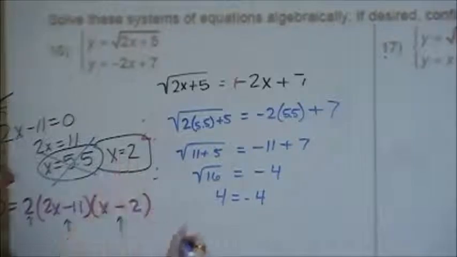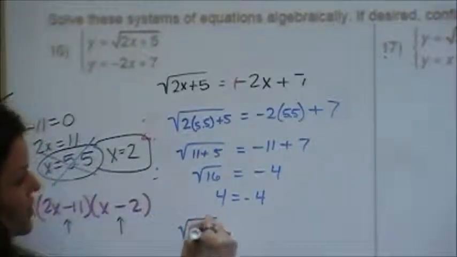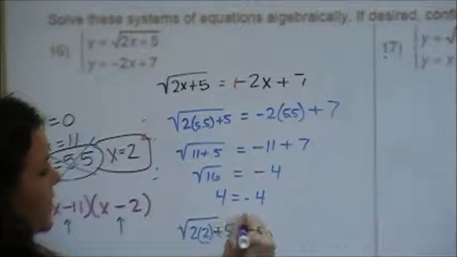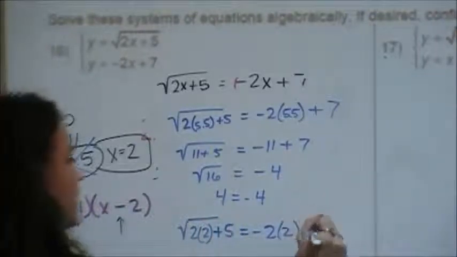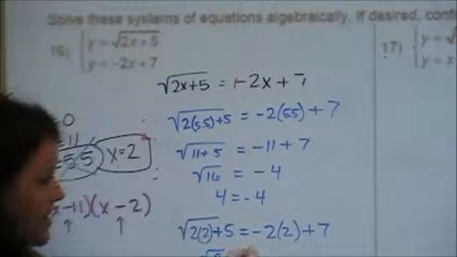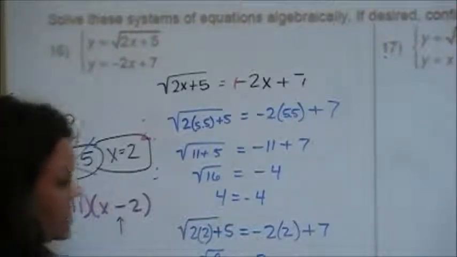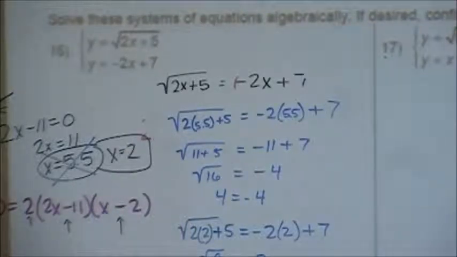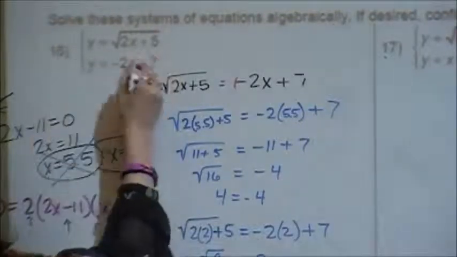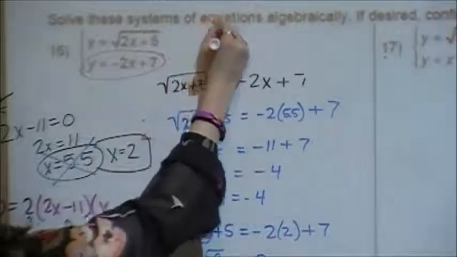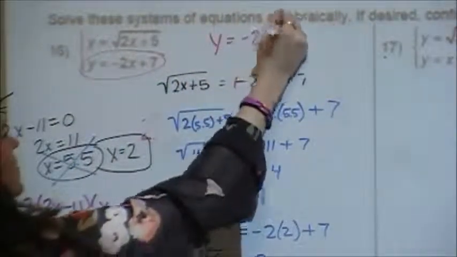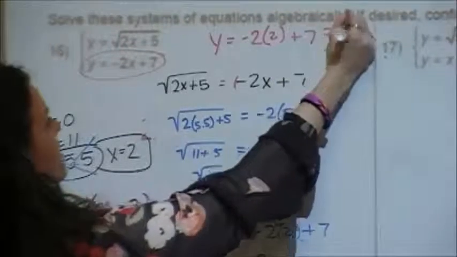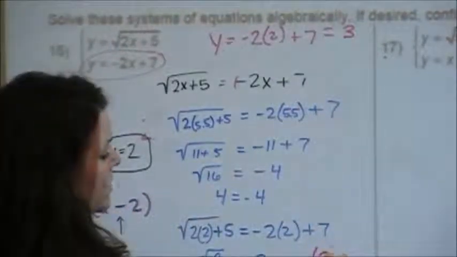I'm going to check the 2 just to make sure it works, and that the answer's not no solution. So I got the square root of 2 times 2 plus 5 equals negative 2 times 2 plus 7. That's the square root of 9 equals 3. 3 does equal 3. So 2 is a real root. So now that I know that, I have to plug it back in and find my ordered pair, which I really just did, but we'll do it again. So I'm going to plug it into this one because that's easier. Y equals negative 2 times 2 plus 7. So it's 3. So my ordered pair is 2, 3.